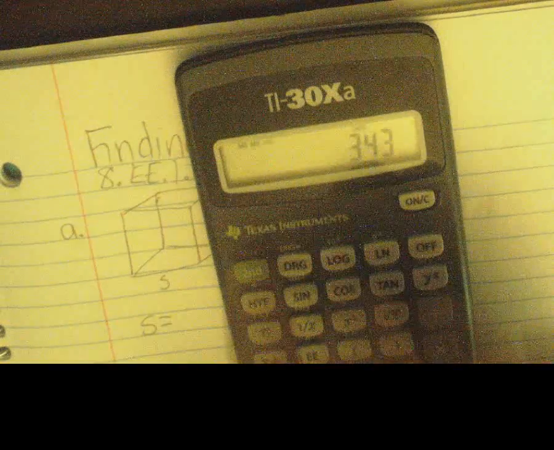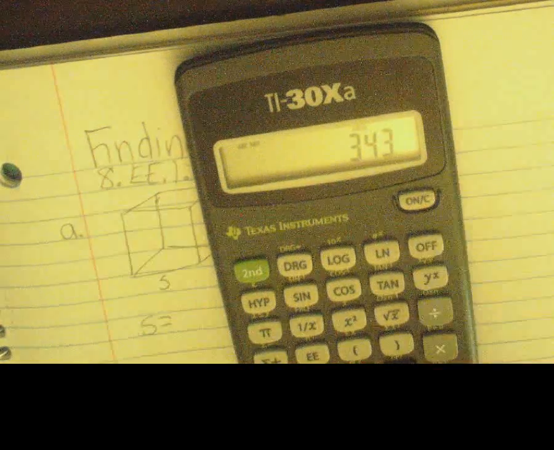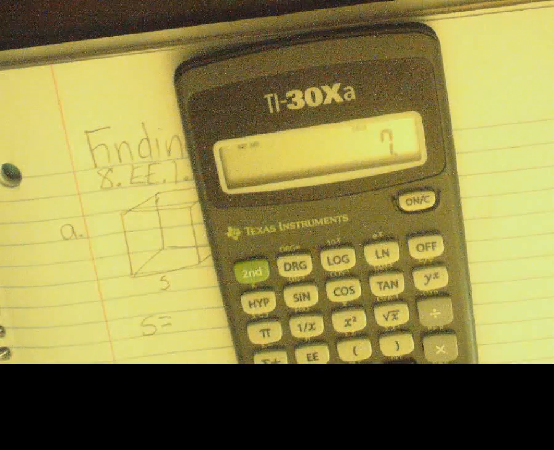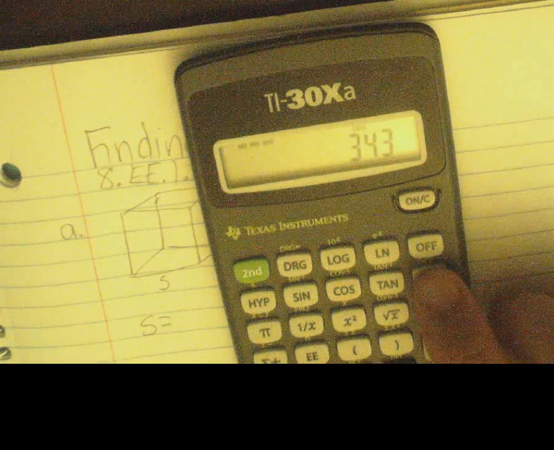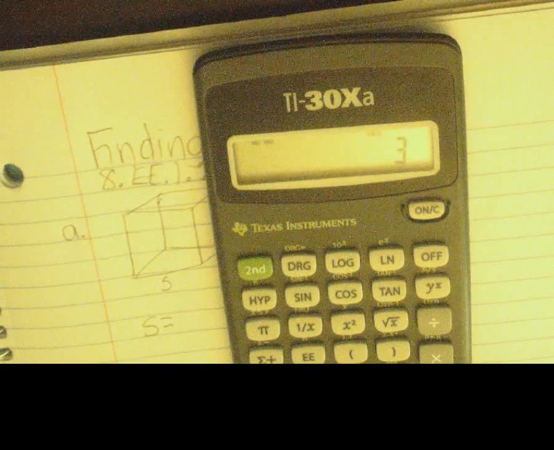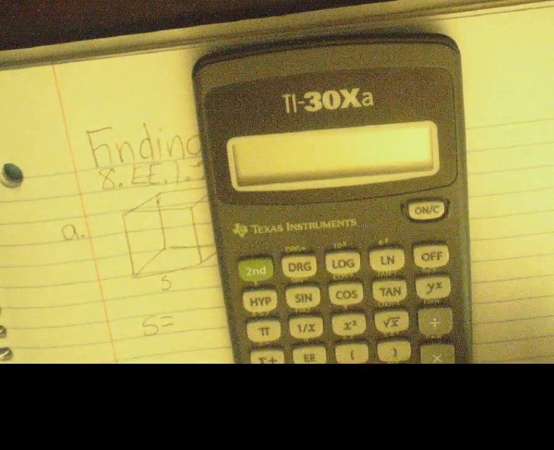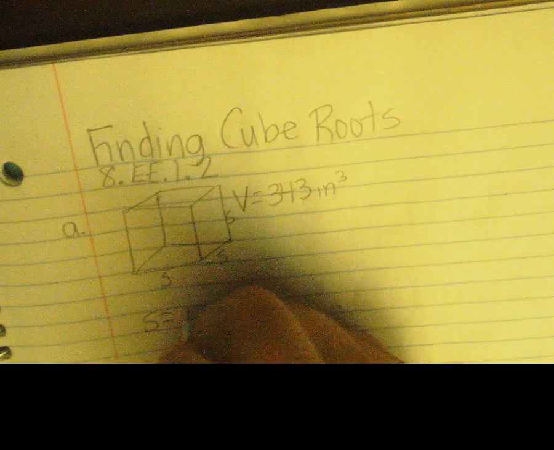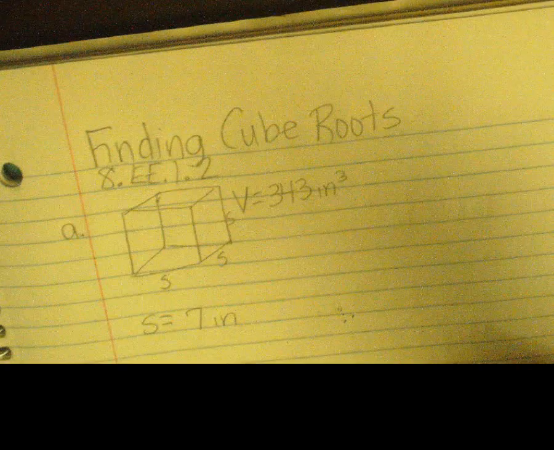No, it did not work that way. Let's show you the other way. Sorry, 343. Second, YX, 3. There you go. Miss Stevens has a different calculator, so I'll do it again one time. 343. Second, push that button, then push the power. I want the power of 3, or cube root of 3. So, my side is 7 inches.